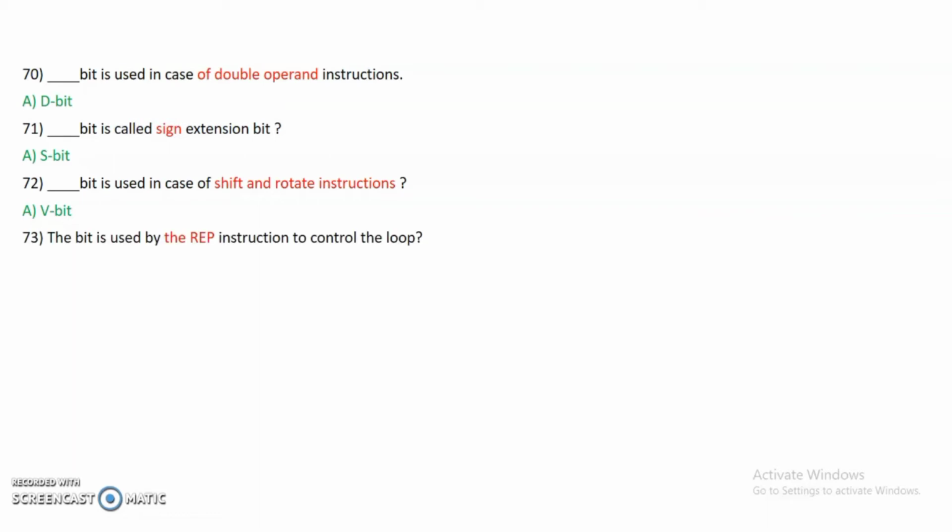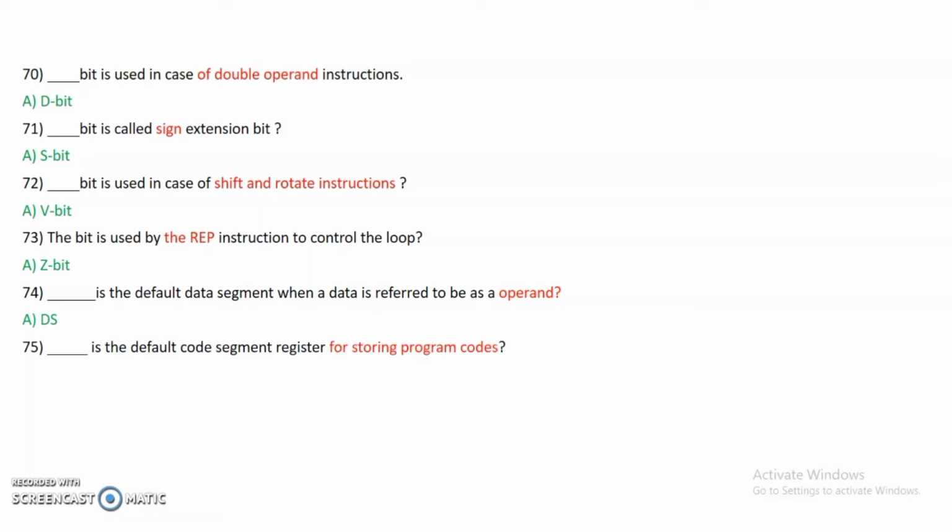Bit number 73. Dash bit is used by the REP instruction to control the loop. So the answer will be Z bit. REP is nothing but repeat. Bit number 74. Dash is the default data segment when data is referred to as an operand. So the answer will be DS segment. DS stands for data segment. Bit number 75. Dash is the default code segment for storing program code. So the answer will be CS, nothing but code segment.